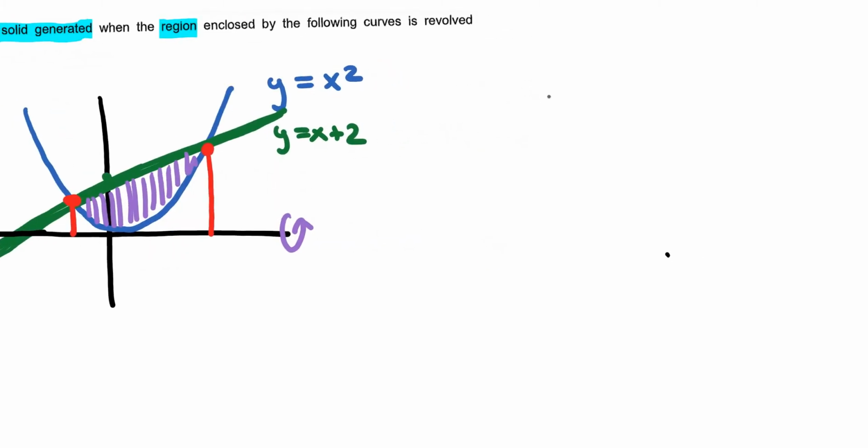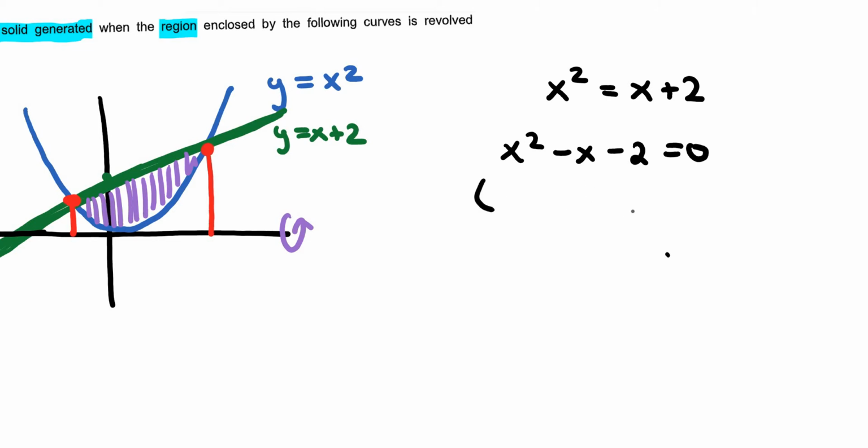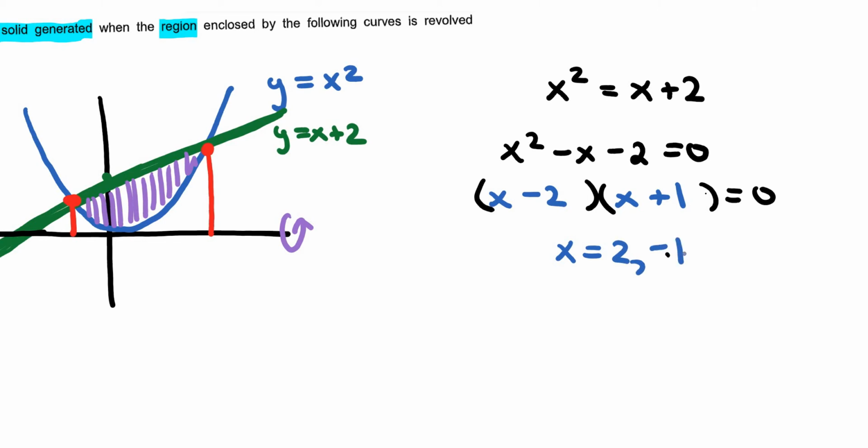In order to do that, we have to set the two equations equal: x squared equals the linear line, which is x plus 2. If I bring x plus 2 to the other side, I get x squared minus x minus 2 equals 0. And then I can factor the left-hand side. If I factor that, that's going to be (x minus 2)(x plus 1). And if I set those equal to 0, x should be 2 and negative 1.